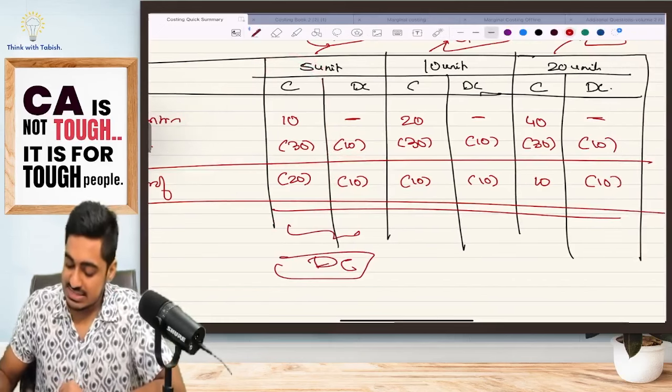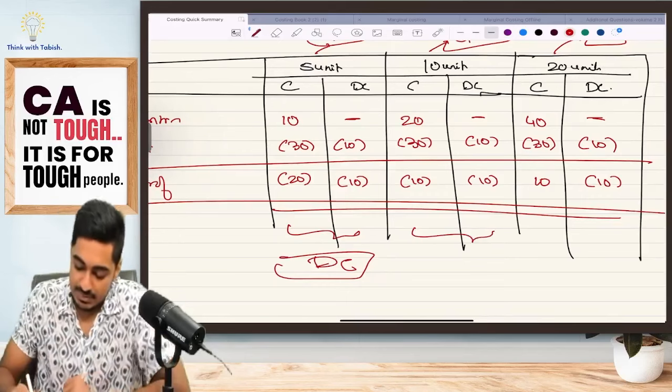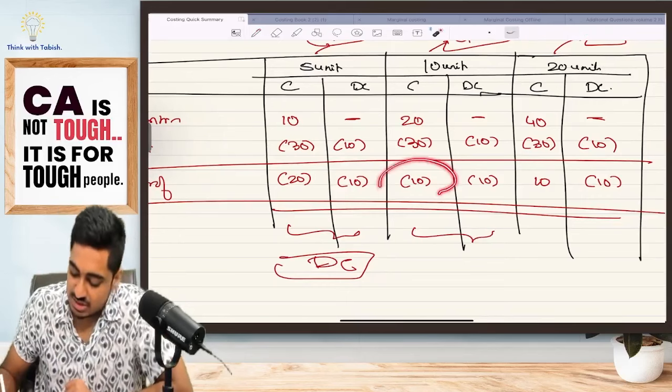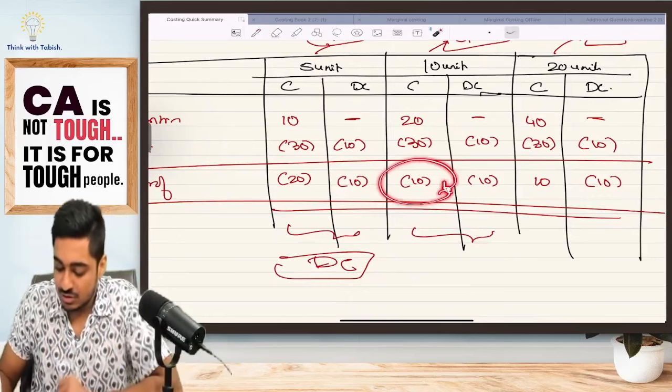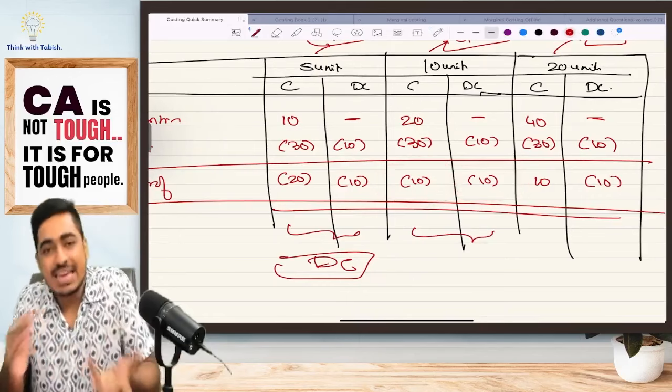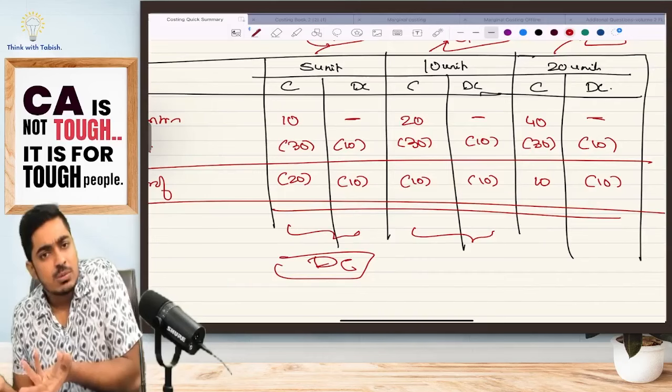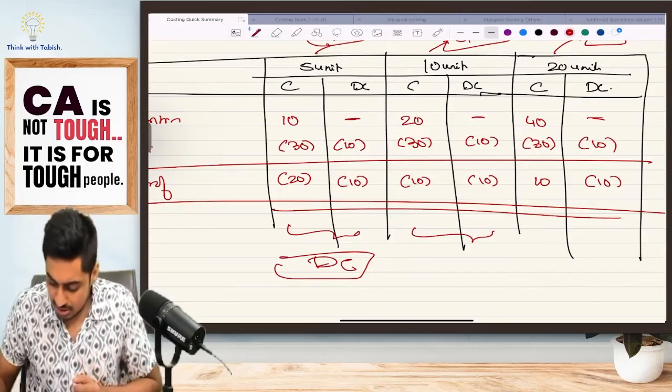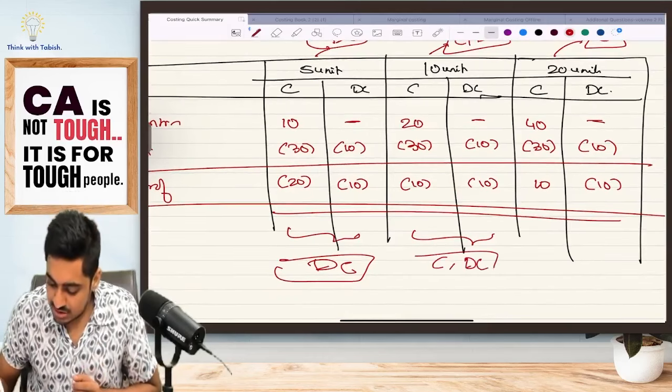Yes or no? Exactly 10 units if you are selling. Understand? If you continue your business, also 10,000 loss. If you shut down, also 10,000 loss. What is happening? I am indifferent. If you want, you continue. If you don't want to, discontinue, it's the same only. Yes or no?